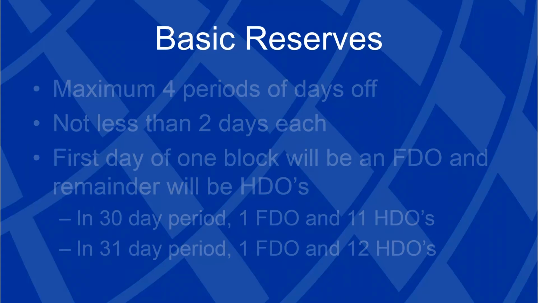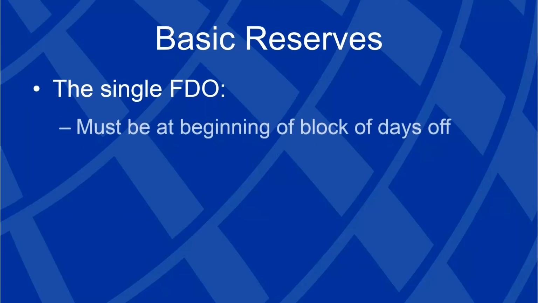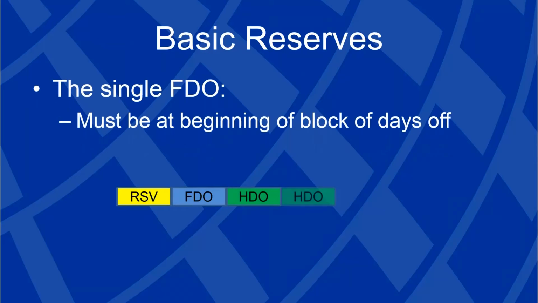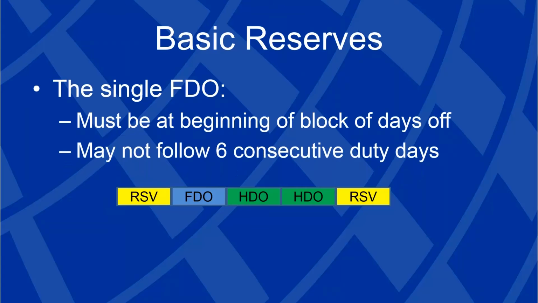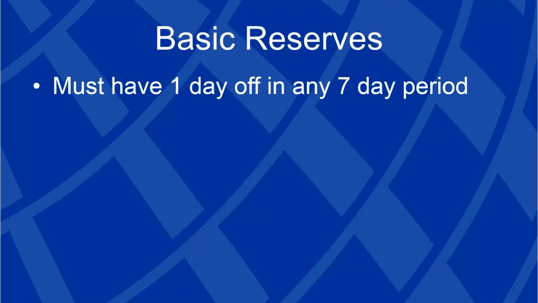The single FDO that will be awarded will always be awarded at the beginning of a block of days off, and it may not be awarded following a stretch of 6 consecutive duty days. Now each bidder will have at least 1 day off in every 7-day period.